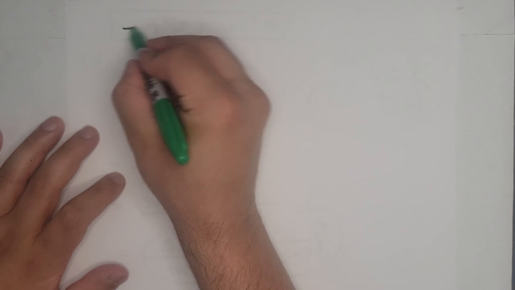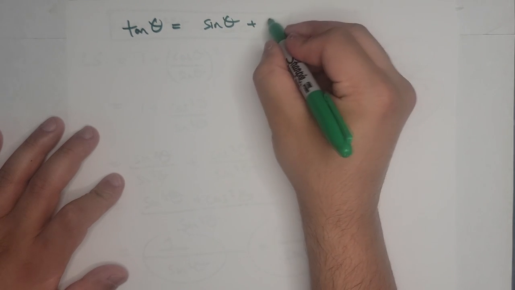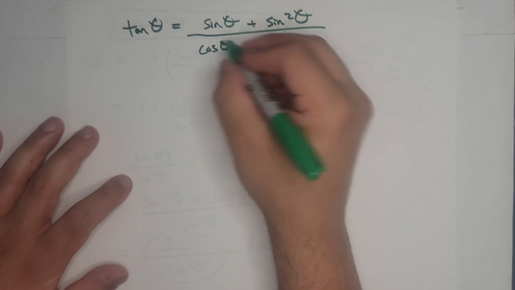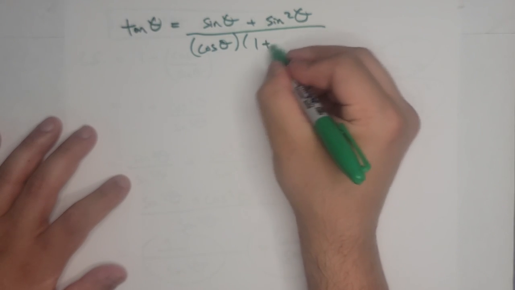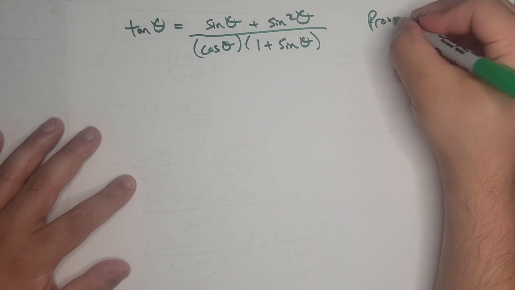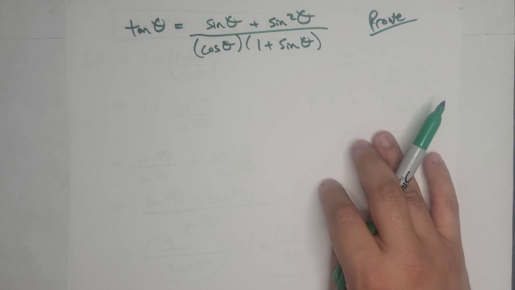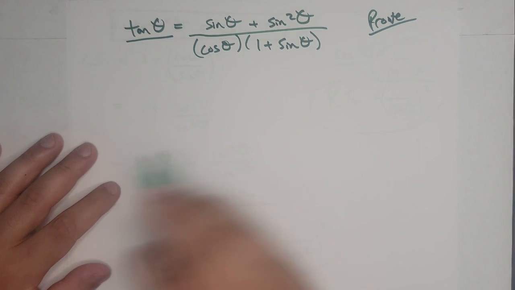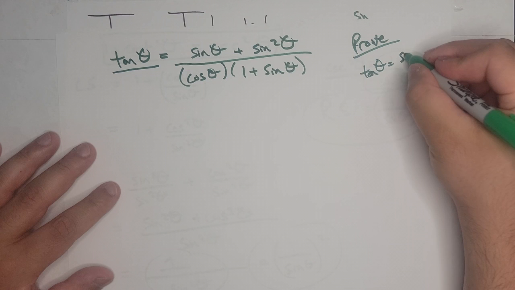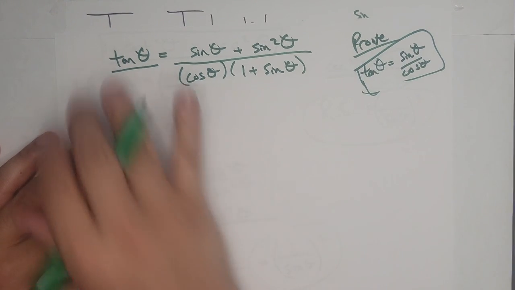Test or something, you get this. Say they give you this and say, prove it, that tan theta is actually equal to all this. So, tan theta, I'll leave it as is. The only thing I can say about that is tan theta is equal to sine theta over cos theta. That's all I have. I'll leave that on that side.